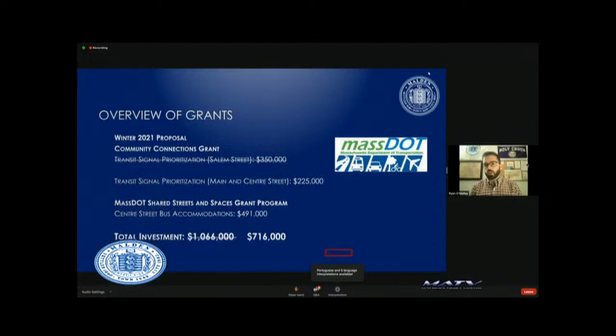We were originally proposing over $1 million in grant funding. We did find out from some of the conversations that there was some concern about the Salem Street portion of this project. So the state did not approve that portion, but the state did approve Main Street and Center Street for $225,000. And we have gotten provisional approval for the $491,000 for the project on Center Street. The total investment now is $716,000.